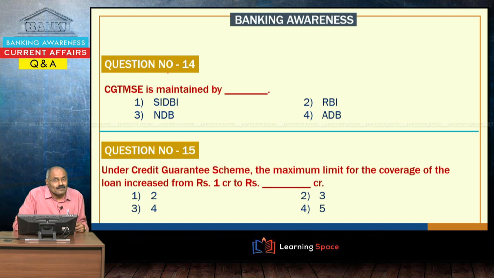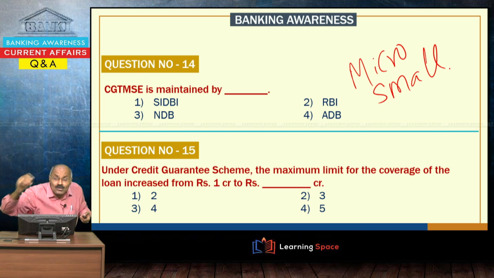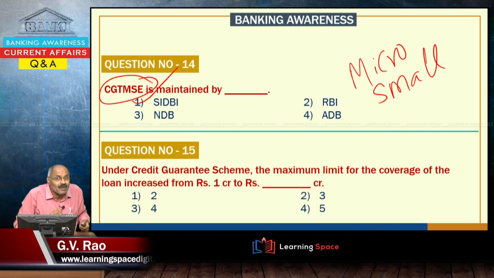CGTMSE. What is CGTMSE? Credit Guarantee Fund Trust for Micro and Small Enterprises. Please understand, this is for micro and small enterprises. For them, the collateral security is given by CGTMSE. When I am taking a loan, I may give my house as mortgage, but small enterprises, micro enterprises, may not have any property. So, that collateral is given by CGTMSE, it is maintained by SIDBI.